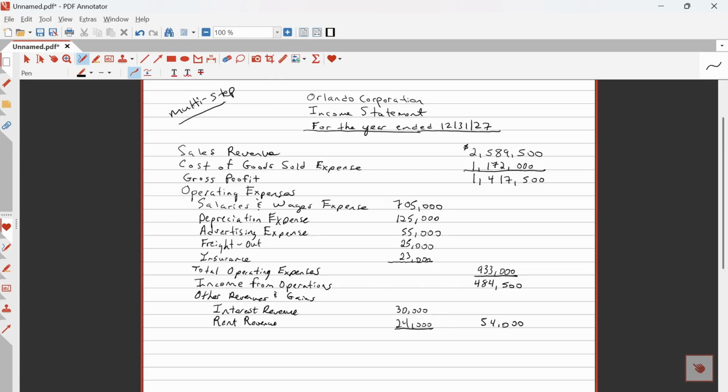You might wonder, what's an example of a gain? A gain is when we sell a long-term asset, property, plant, or equipment, for more than its book value at the time of sale. That generates a gain, and that gain is put in this section of the income statement, the other revenues and gains section. If we sell a long-term asset for less than its book value, then that generates a loss, and that loss goes in the next section. We're about to put the other expenses and losses section.